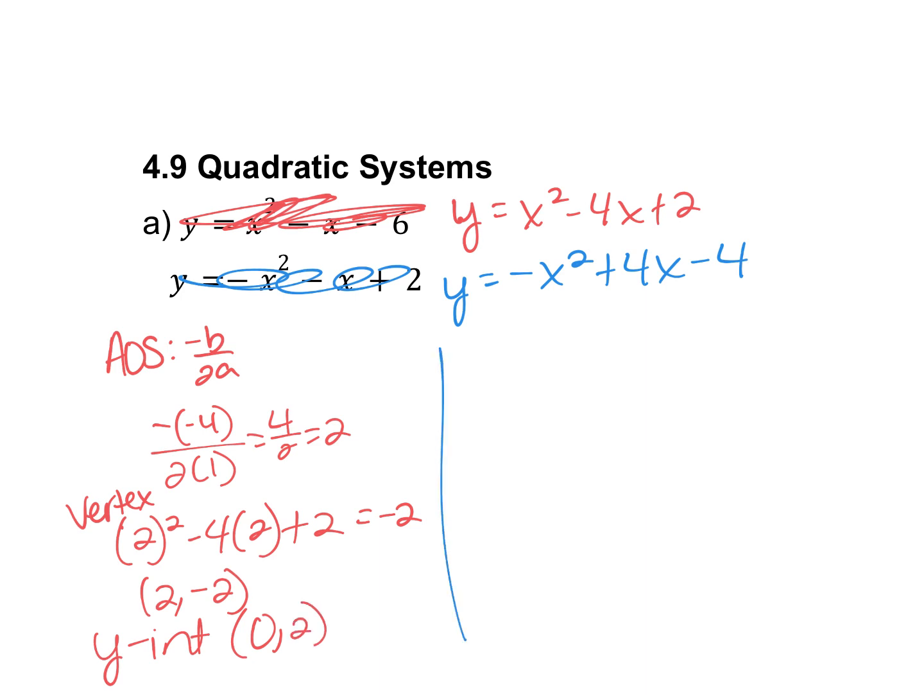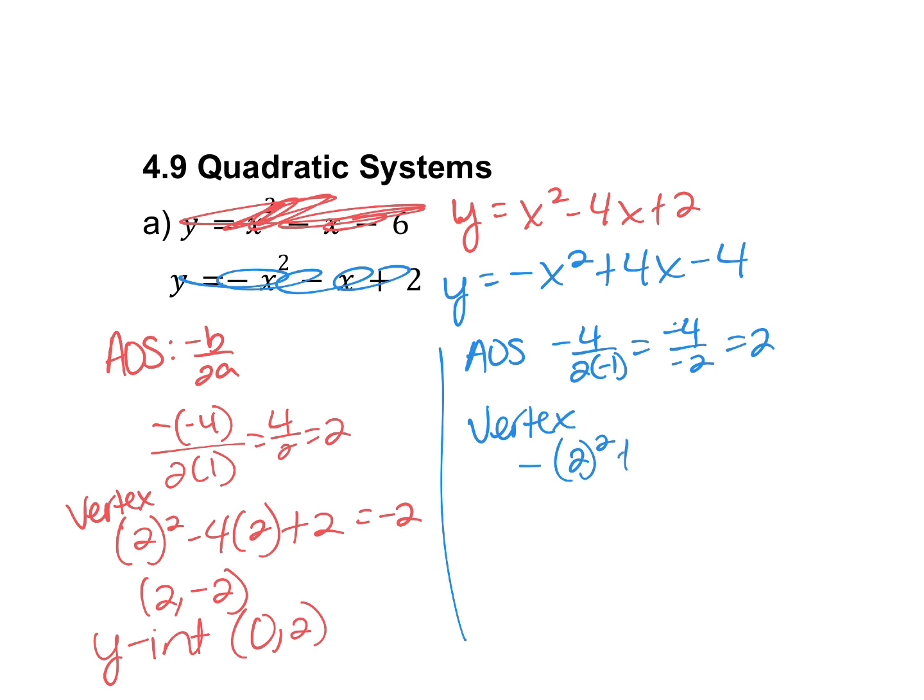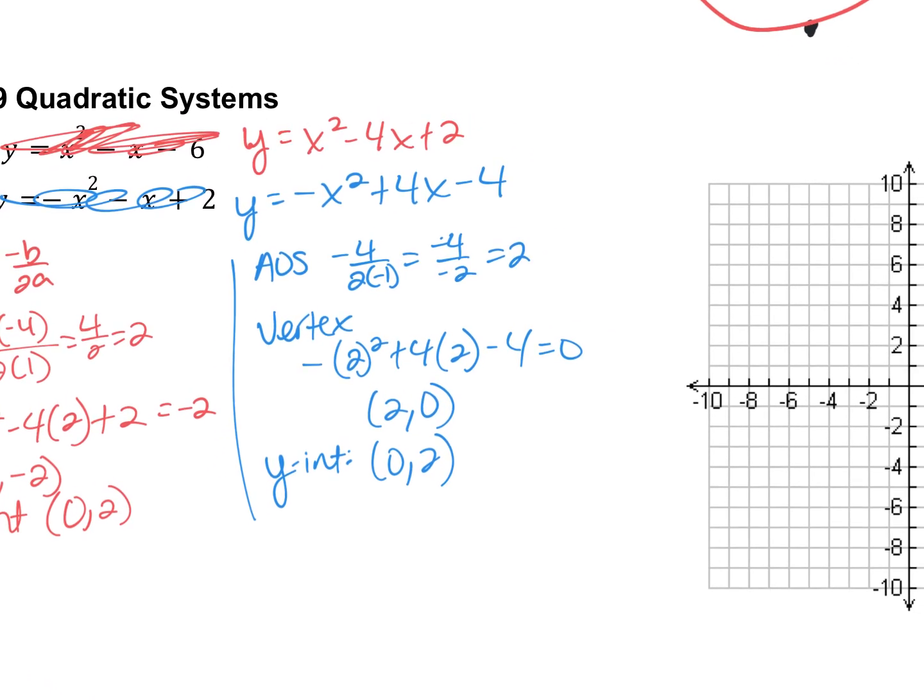Okay, let's do the exact same thing for the blue one. So I've got axis of symmetry, negative 4 over 2 times negative 1 would be negative 4 over negative 2, which ends up being 2. Your vertex is negative times 2 squared plus 4 times 2 minus 4. What would that be? I think it's 0. Yes, it is. So we've got a vertex at 2, 0, and then lastly, our y-intercept is at 0, 2. Okay, so I need to graph these two.